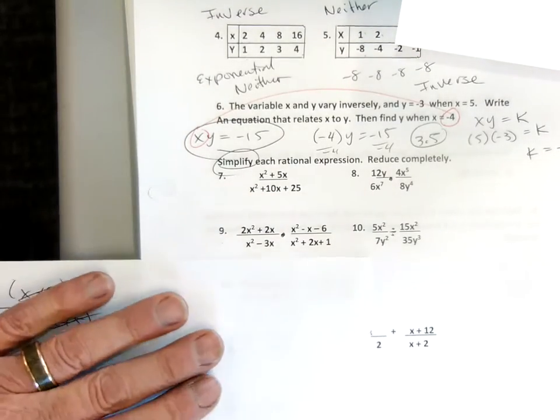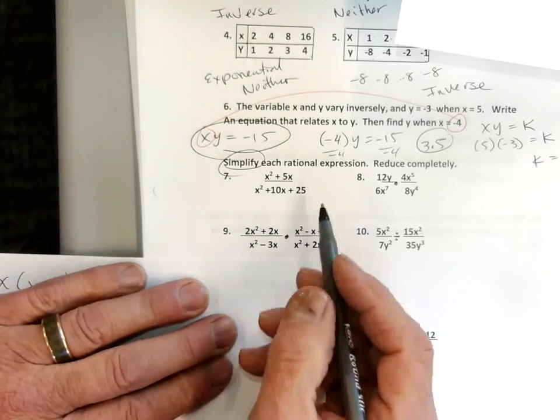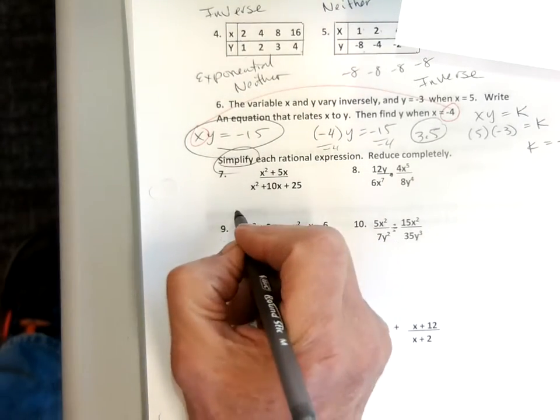9. To do 9, we're just going to factor, cancel, cancel, cancel. I'll take out a 2x.